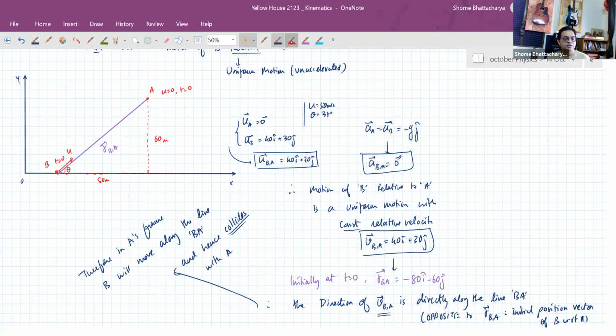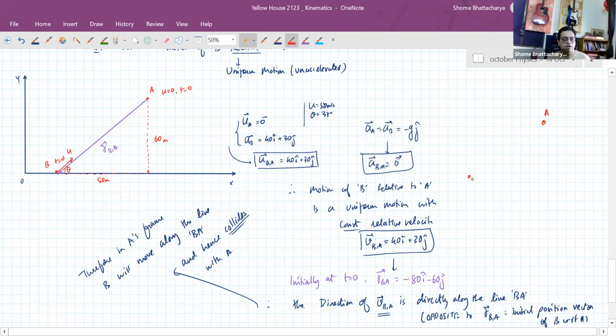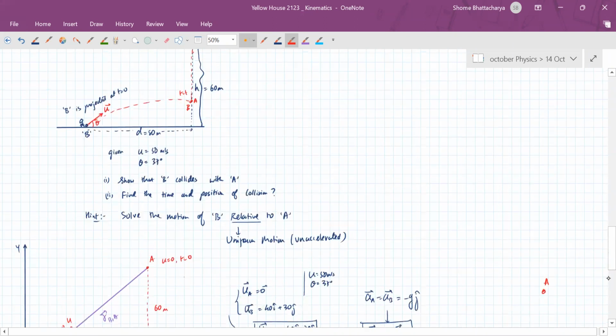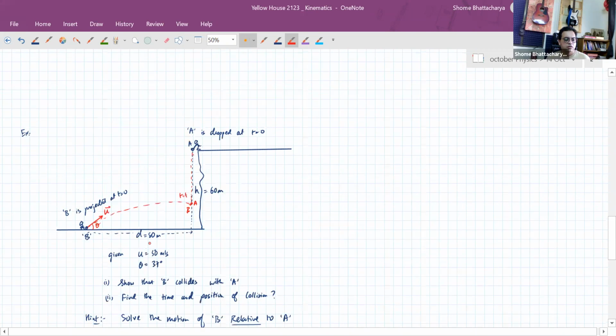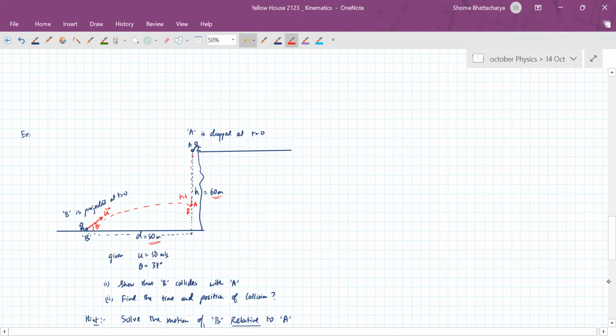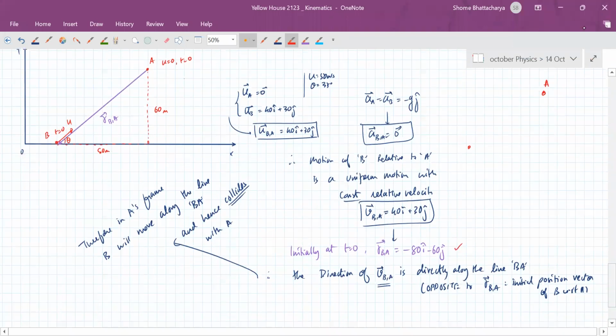So what will happen is in A's frame, sir, yes sir, RBA should be minus 50 i cap minus 60 j cap. It should be minus 50. 80, no? i cap minus 60 j cap. The horizontal distance is 50 meters. No, it's given as 80, no? See, okay, otherwise they will not collide. If it was 60 and 60, they would not collide, because I read it as 50. Okay.